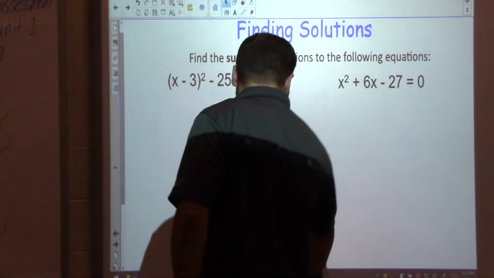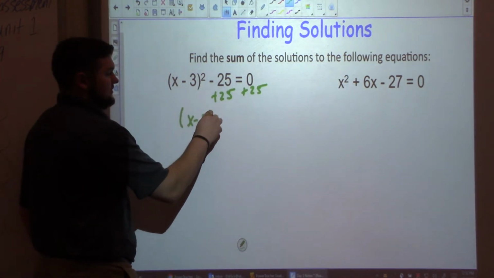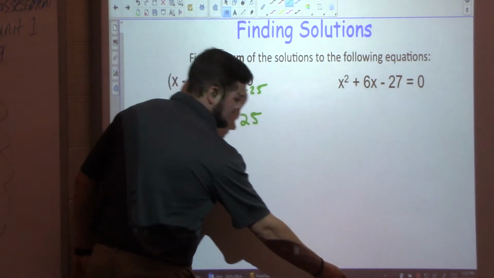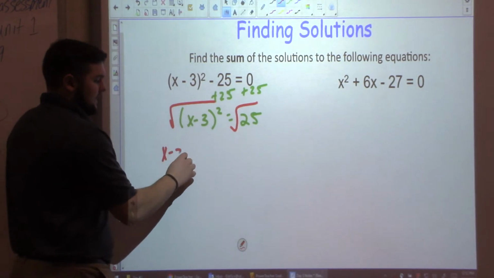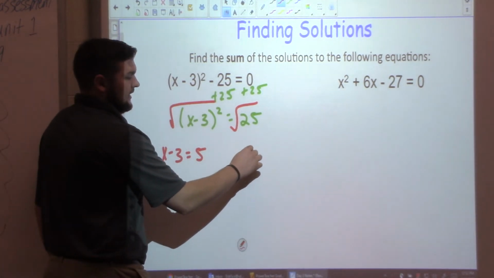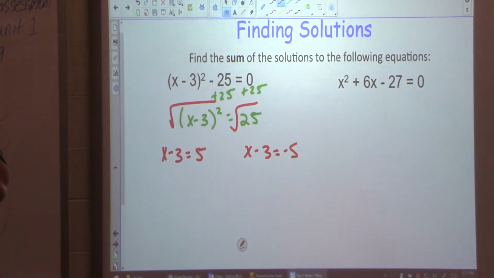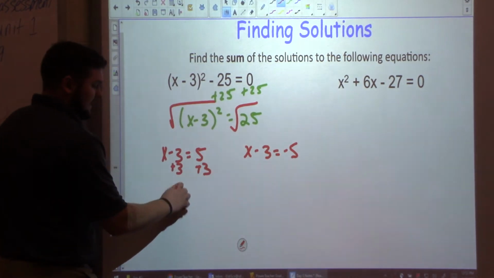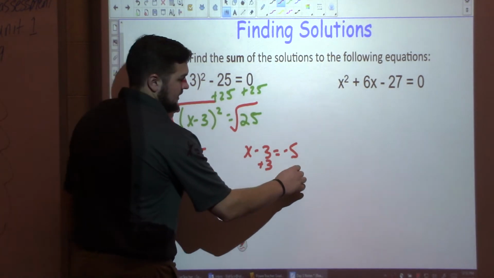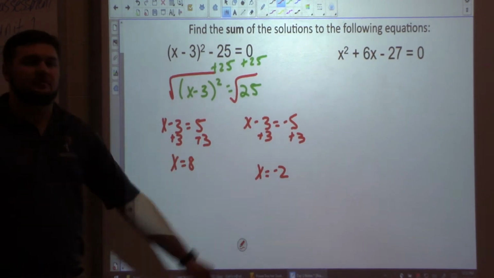So let's do that. Let's add 25 to both sides. (x - 3)^2 = 25. Okay, we said once you got that squared term by itself, we're taking the square root. Well, I get x - 3 = 5, and x - 3 = -5. I need both of those, remember. When we are solving equations in quadratics, we should have two solutions 99% of the time. We'll find our solutions. Plus 3, I get x = 8, plus 3, x = -2. So those are my solutions.